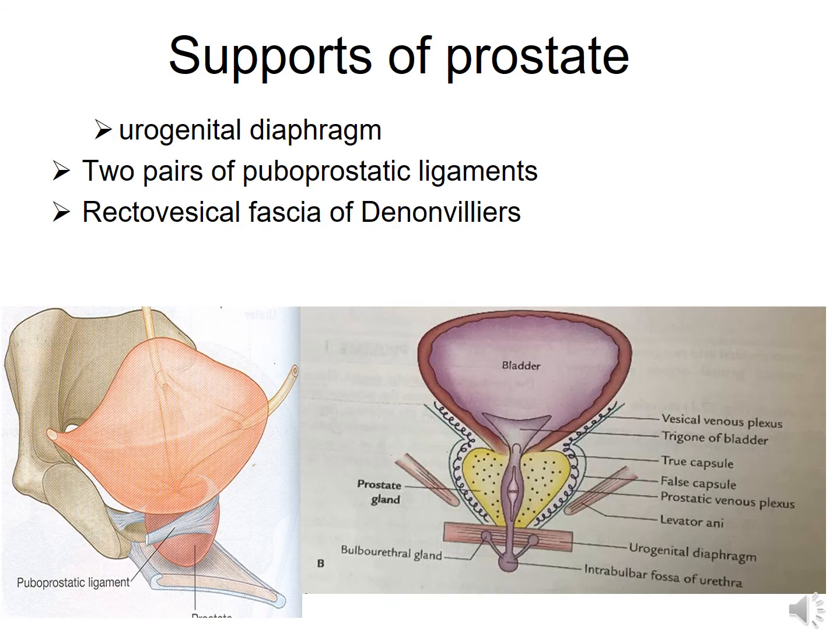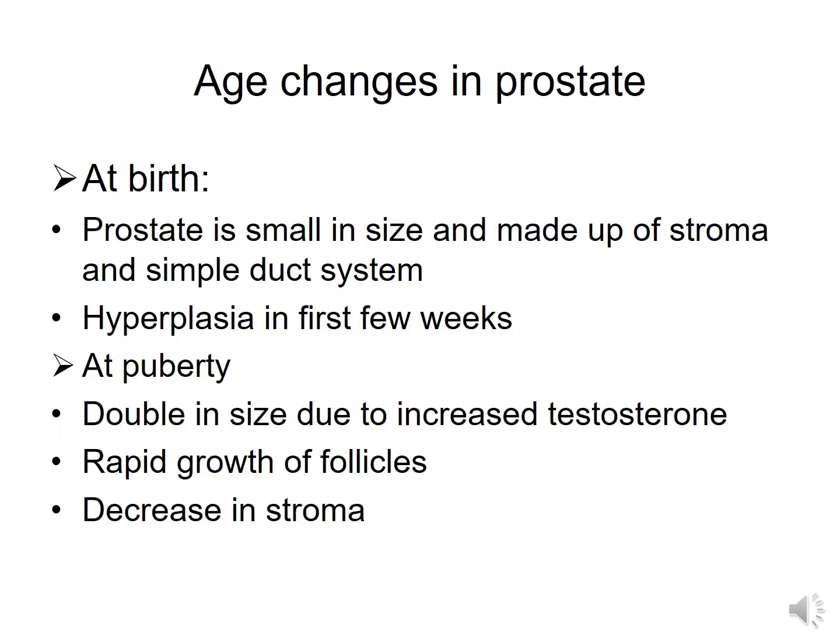So, coming to the supports of prostate, they are the urogenital diaphragm, two pairs of puboprostatic ligaments, and posteriorly we have the rectovesical fascia of Denonvilliers, which we have discussed. So these are the supports of prostate. Coming to a very important part, that is the age changes.